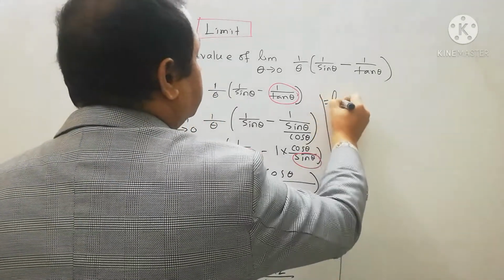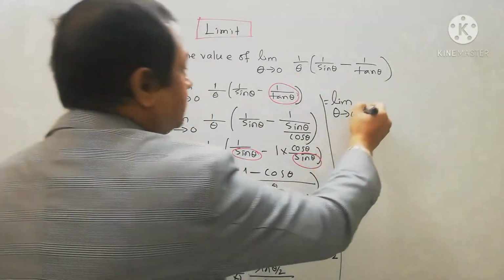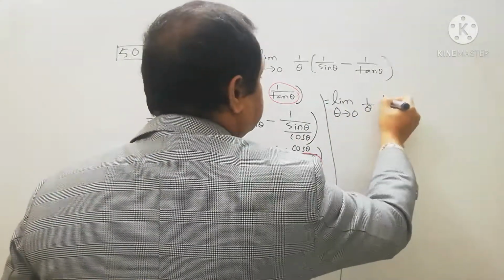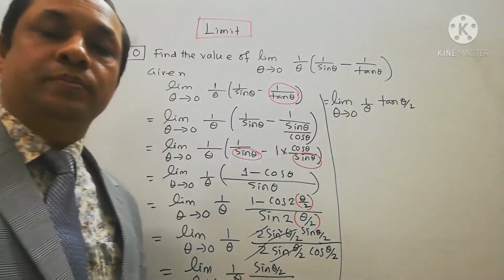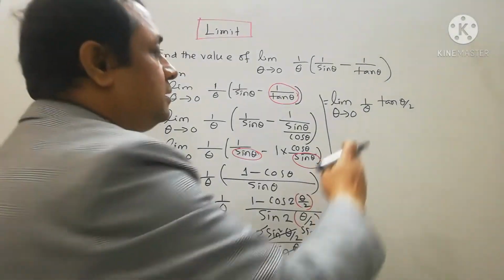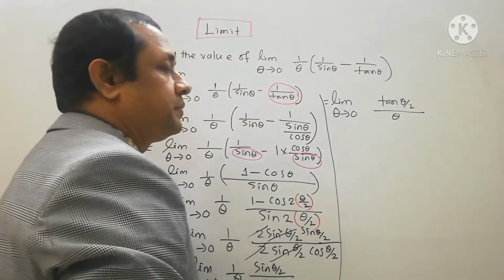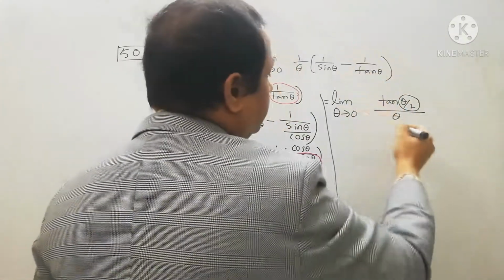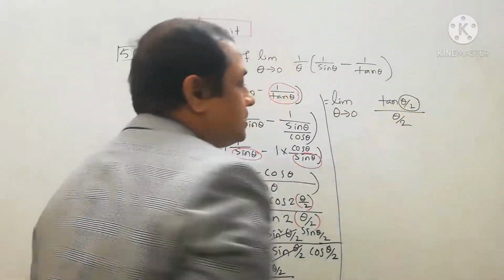Again, student, here limit theta tends to 0, 1 by theta into sine by cos means tan theta by 2. Here sine theta by 2 by cos theta by 2, using the formula sine by cos equals tan. Now here the denominator will be theta. Now student, we know that number and number are equal, so here theta by 2 and theta by 2.